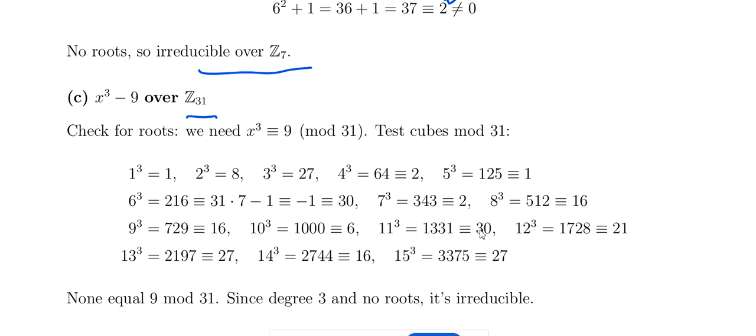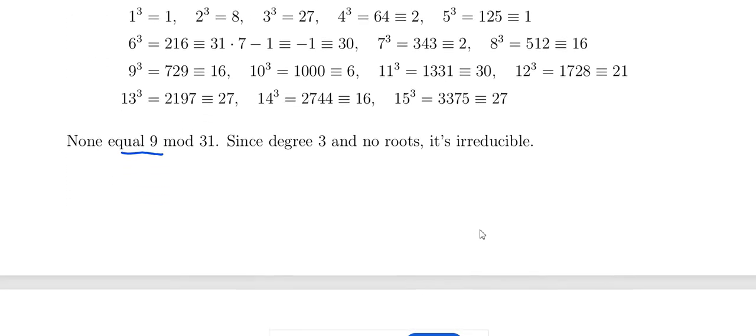and 7 cube is 343, which is congruent to 2 modulo 31. 8 cube like that, 9 cube, 10 cube and 11 cube, 12 cube and 13 cube, everything up to 15 cube, none of them is equal to 9 modulo 31. So since the degree is 3 and there are no roots, it is irreducible over Z31.